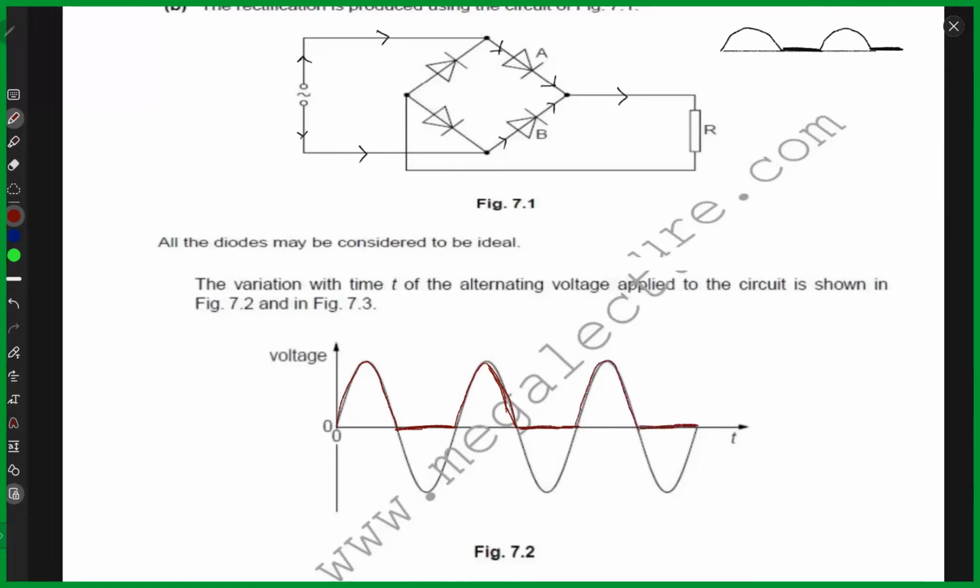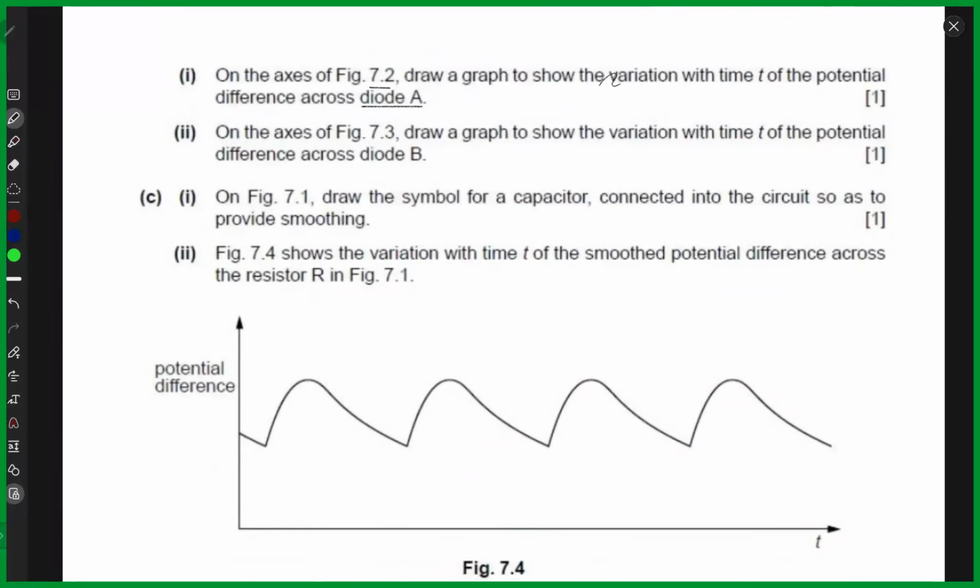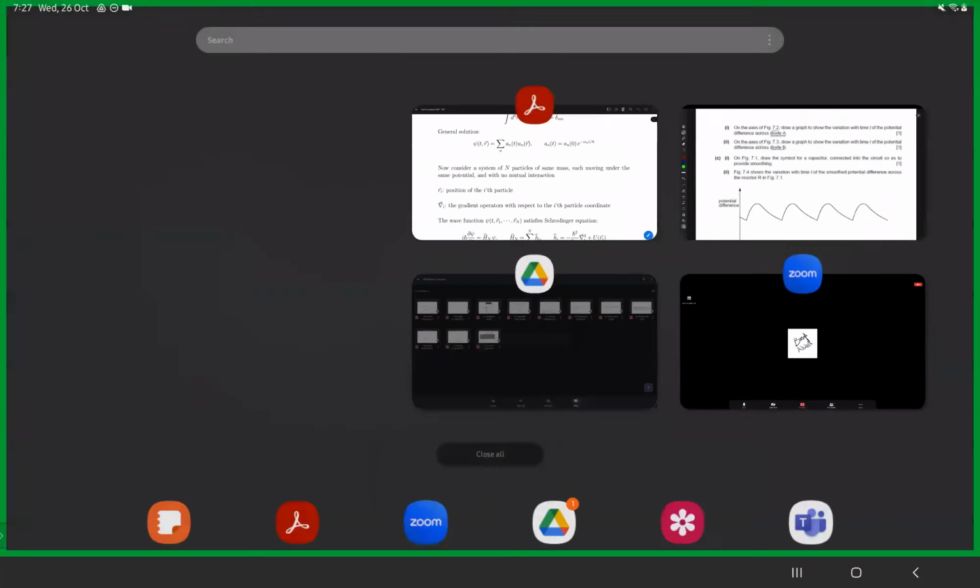Right. So is that understood? Why are we talking about diode A here? Because in this first part of the problem, they say to draw a graph to show variation with time t across diode A. They specifically mentioned to use one of those figures for diode A, and the other one is for diode B, the second part. Okay, got it. Okay, just can you give me 2 minutes? I'll just be right back. Sure. Okay.